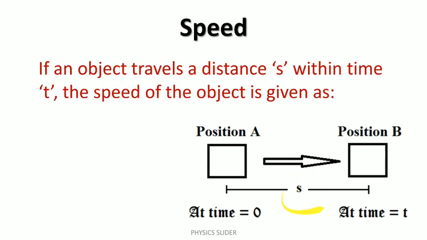In this condition, if an object travels a distance s within time t, the speed of the object is given as this. v is equal to s upon t. Speed is equal to distance upon time. This is our formula for speed. This is the expression for the speed. So with the help of this formula, we will define what is speed. Let's see.